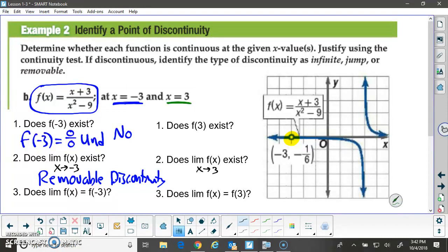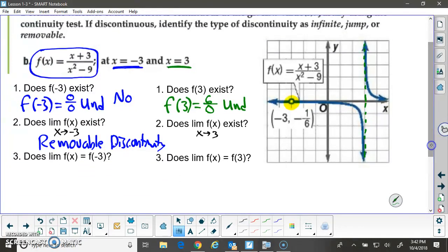All right, now let's move on and let's test it at x equals 3. So if you put 3 in for x, what would you get? That would give me 6 on the top, and on the bottom it gives me a 0. This is also an undefined value. Since this is an undefined value, let's look to see what's happening at x equals 3. You can see right here the graph is broken apart at x equals 3. And the graph is going in infinite opposite directions at 3. So therefore this is infinite discontinuity.